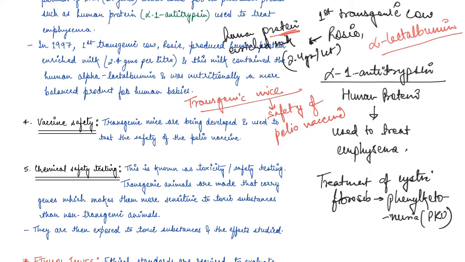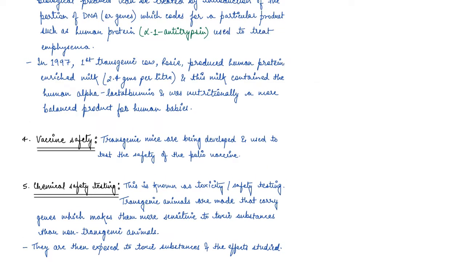Now comes the last one, guys. The last one is chemical safety testing. Now remember, what is chemical safety testing? Basically toxicity, to check if something is toxic or not. So basically, guys, to check toxicity or for safety testing, we also use transgenic animals, right? To test the toxicity of drugs, of medicines, right?